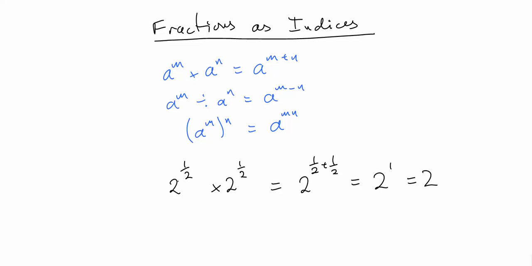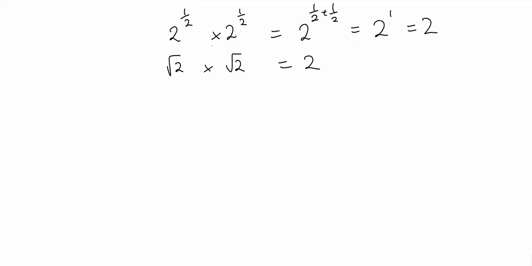Well, a number multiplied by itself, 2 to the power of a half times 2 to the power of a half, we would regard as the square root of a number. For instance, the square root of 2 times the square root of 2 is equal to 2 as well. So it would seem that 2 to the power of a half is the square root of 2.